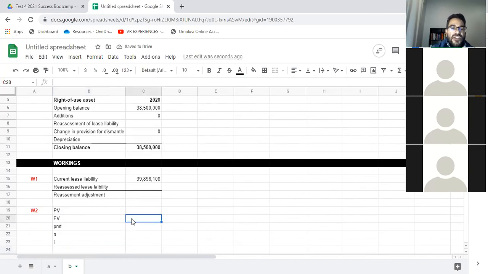So the future value did not change. We're still paying 30 million, and we're still guaranteeing 30 million, but the lessor is getting 28 million. So in effect, the guarantee is only to cover the shortfall of 2 million. So 30 million minus 28 million.